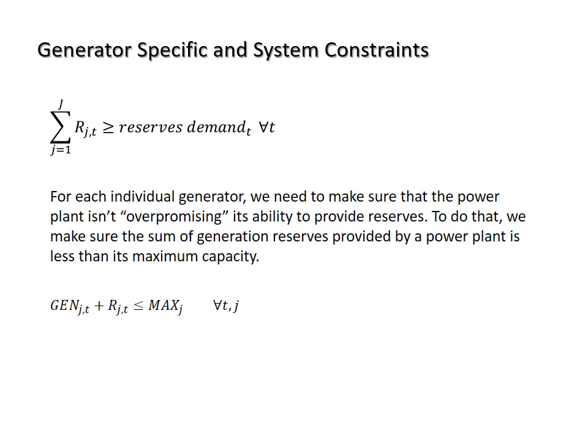We also have to make sure that when we are scheduling generation at individual power plants, we are considering the fact that that power plant may need to be used to provide reserves, right? So there's a zero-sum game here. You can't produce electricity at a power plant at its maximum capacity and then also use that same power plant to provide reserves. So the total amount of actual generation and reserves provided by a power plant has to be less than or equal to its maximum capacity for every hour for every power plant.